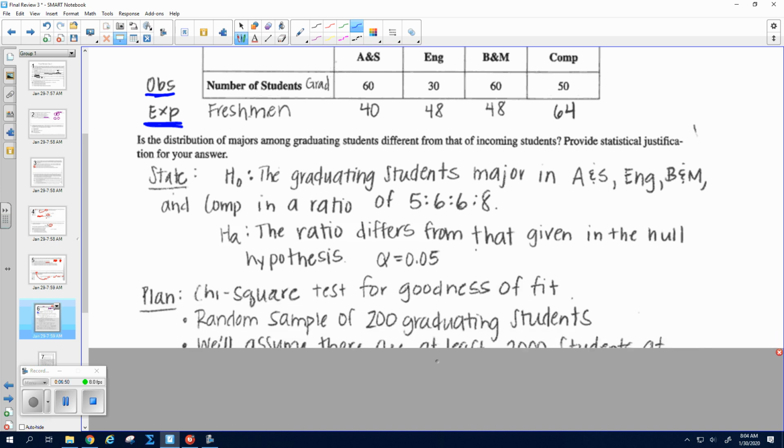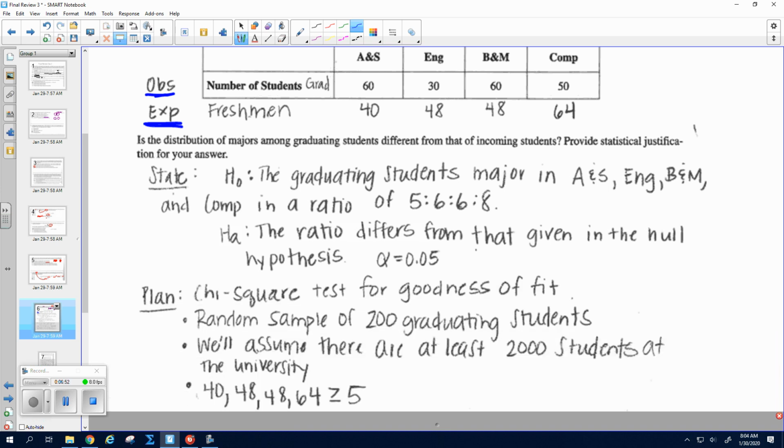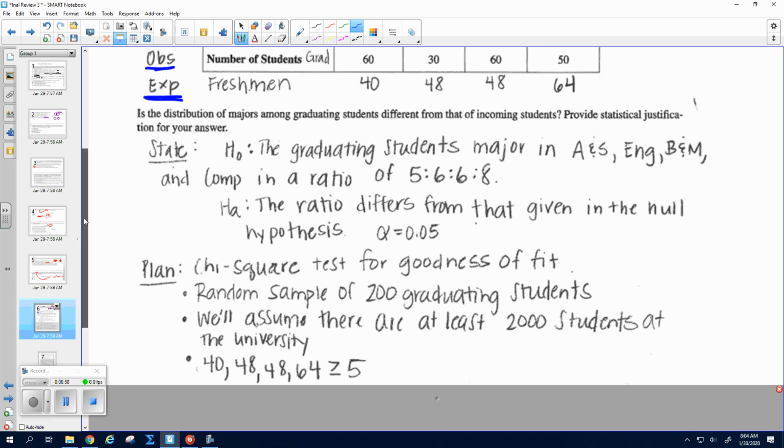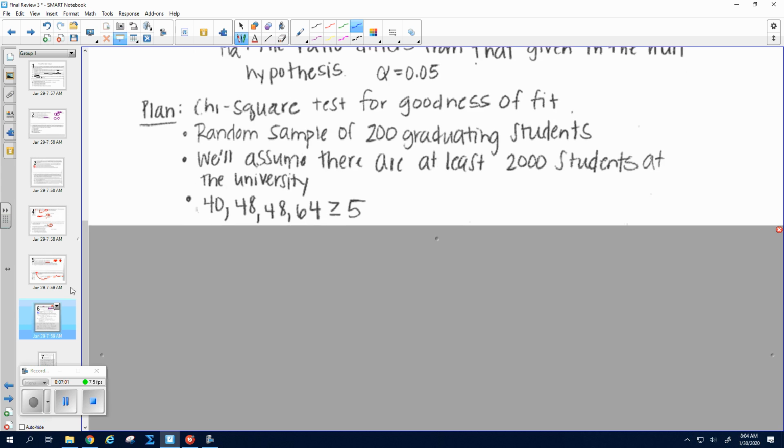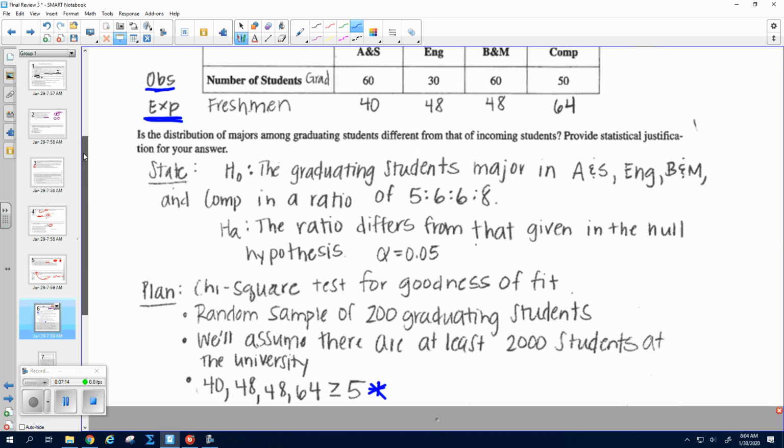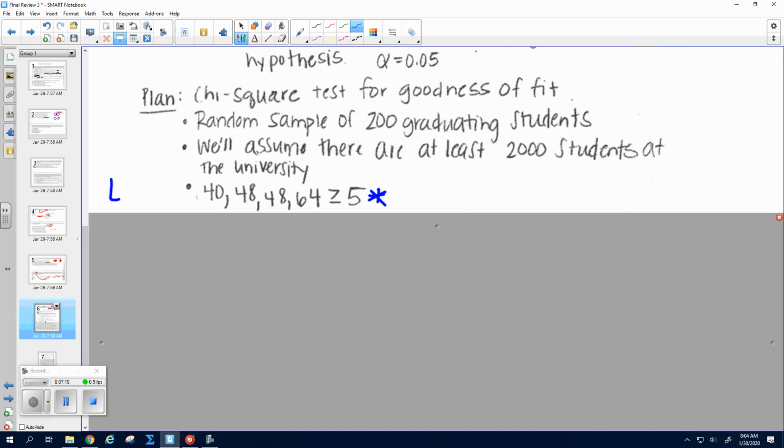Okay, this is called a chi-square test for goodness of fit. We're going to have a random sample. They did take a random sample of 200 graduating students. So for the 10% condition, we'll assume there are at least 2,000 students at the university. And remember, for large counts, for goodness of fit, it's greater than or equal to 5. And you have to remember that you will always use the expected counts to check greater than or equal to 5, which they all are.